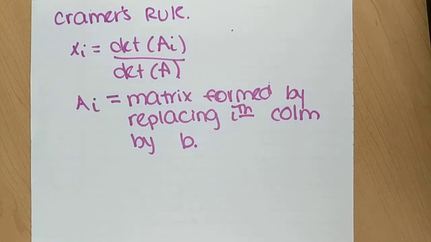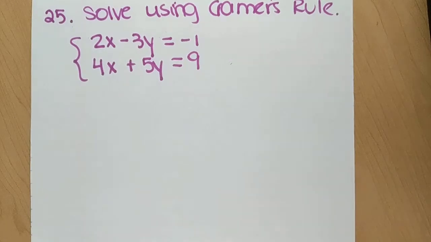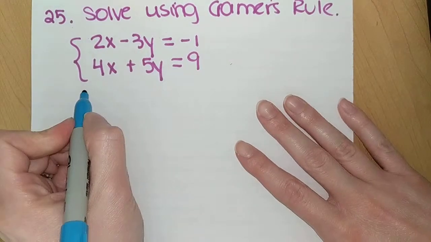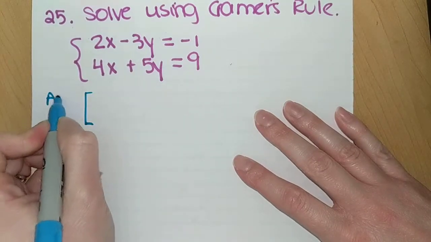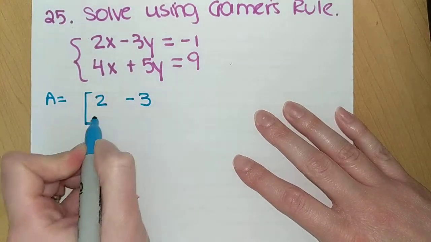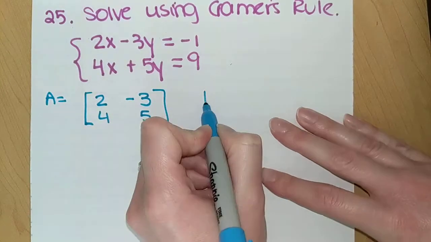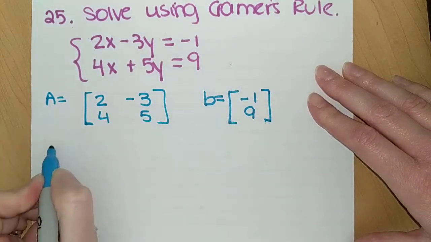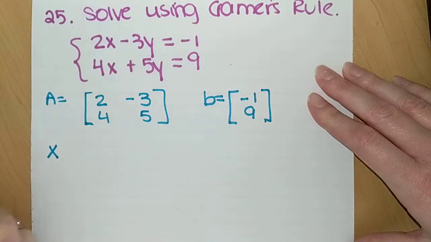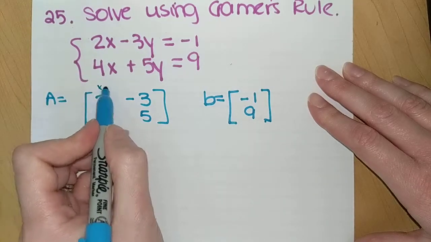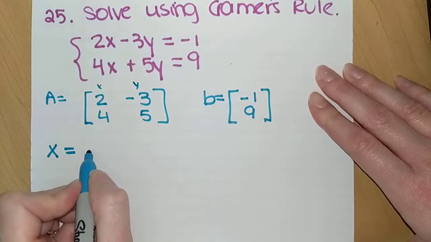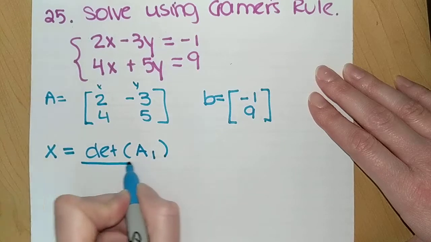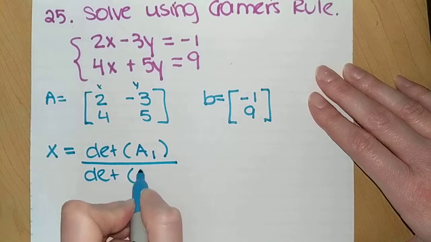So in the next problem, number 25, we are going to use Cramer's rule to find our solution. We start off with our matrix A, which is 2, -3, 4, and 5, and then vector b will be -1 and 9. Usually the first one is going to be x followed by y. So to get x, we're going to take the determinant of A1 divided by the determinant of A.